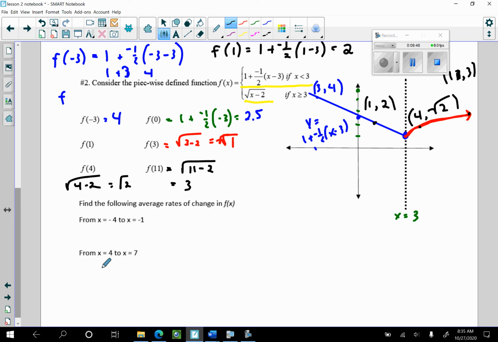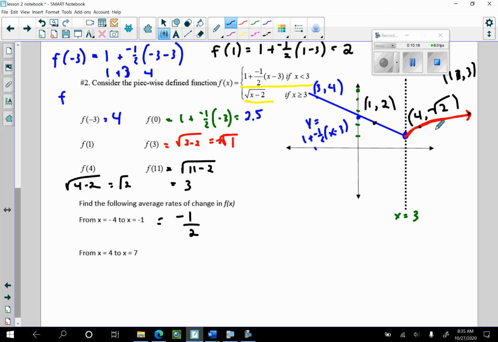So I want the average rate of change from -4 to -1. What the heck is the average rate of change from -4 to -1? If the function is linear, the average rate of change is just the slope. So this one is easy, -1/2. That's the slope of that line. This one is going to be a little bit more difficult because now we're talking about this spot right here.